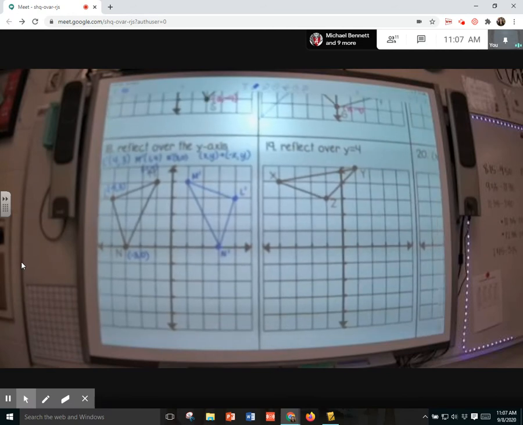Okay, on number 19, we're reflecting over y equals 4. So I'm going to go on my y-axis and I'm going to go to 4. That is that point right there. So I'm going to reflect over this line y equals 4.